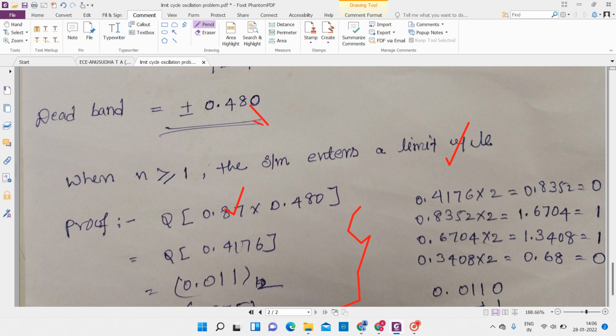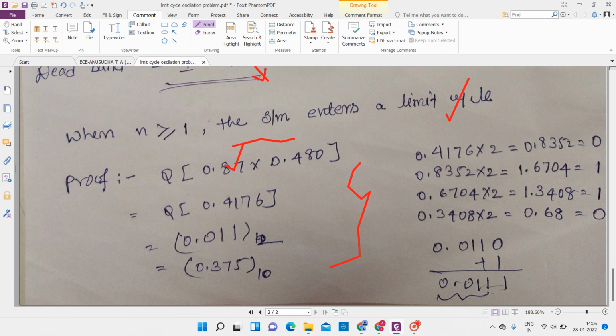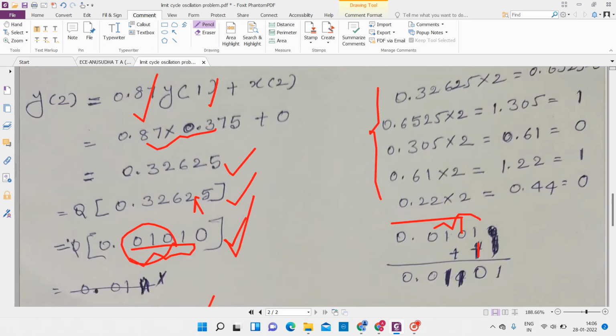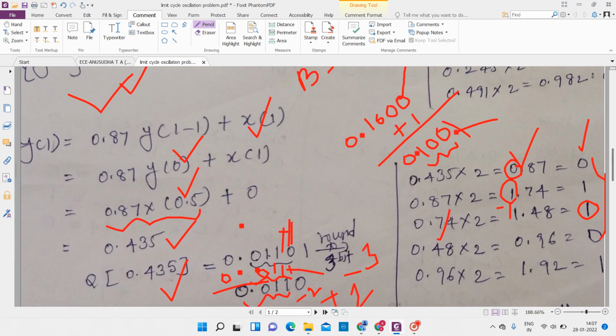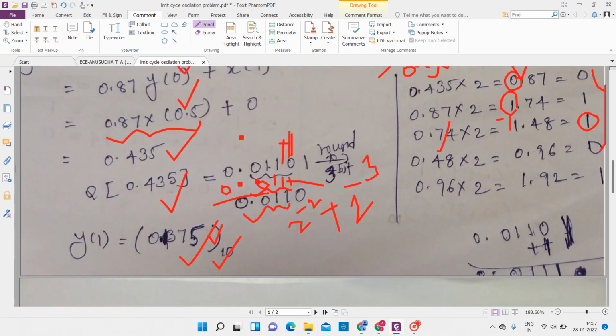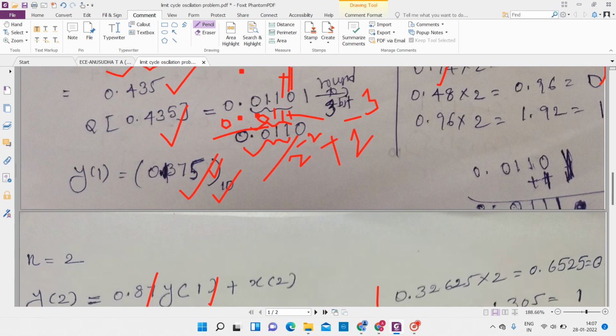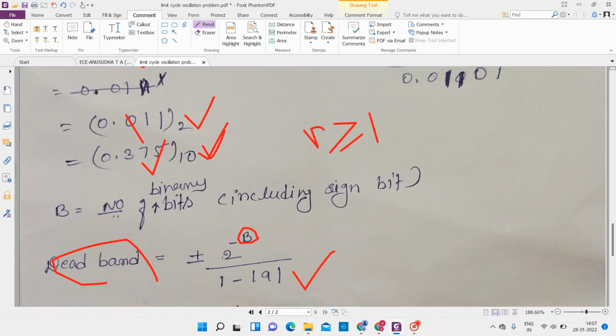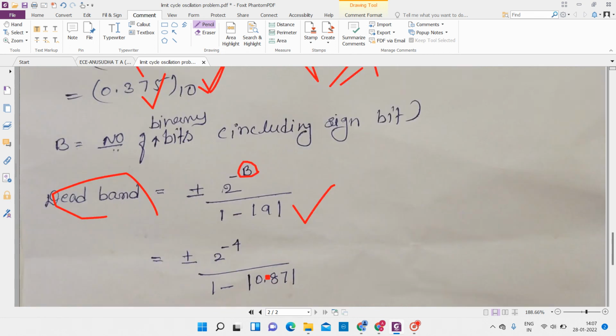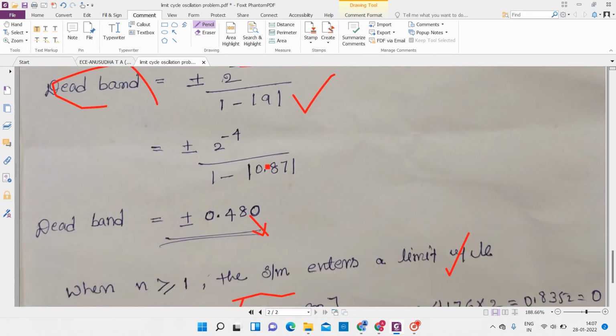Just multiply these two numbers, you will get 0.4176. Find the binary value for this one. Then do the quantization, that is rounding, and you will get 0.375. You can check it there. For n equal to 1 we are getting 0.375, and also for n equal to 2 we are getting 0.375. So whatever we have determined, that value is correct. I think you are able to understand this problem. Thank you very much.